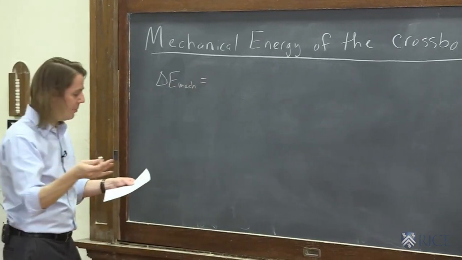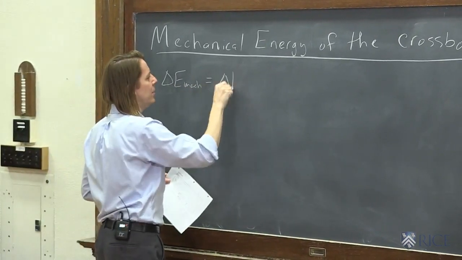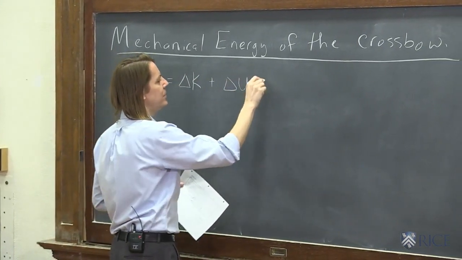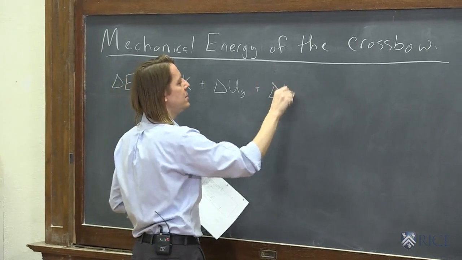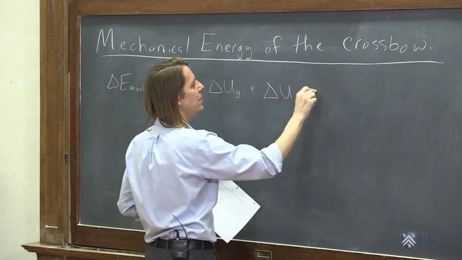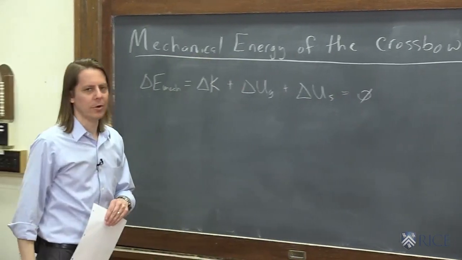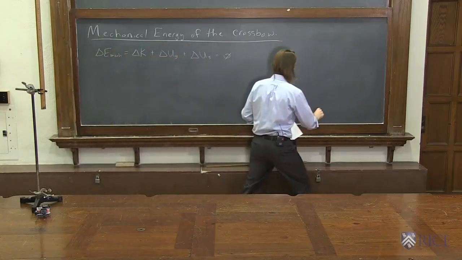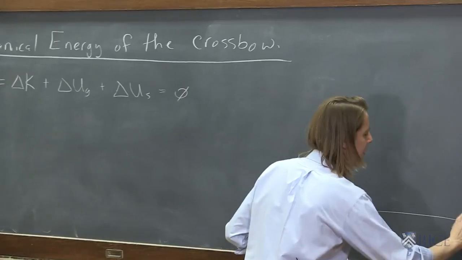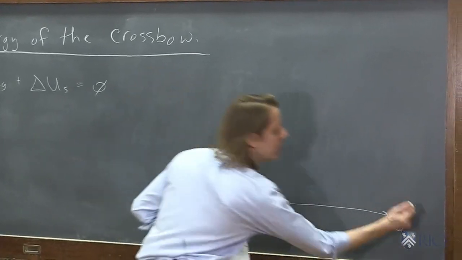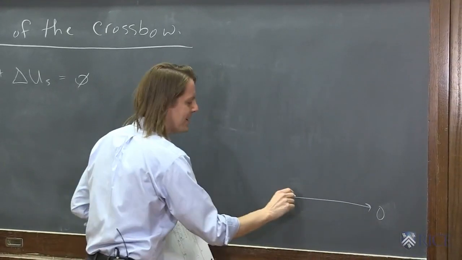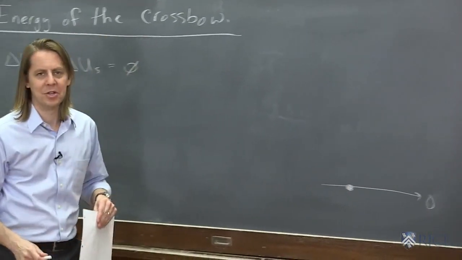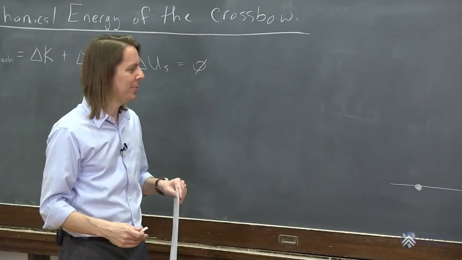So we can break that up into the individual terms we care about. The change in kinetic plus the change in gravitational potential plus the change in spring potential energy equals 0. We're going to define the origin as where the match first sits. We'll approximate the match as a point particle. Of course, that makes sense.